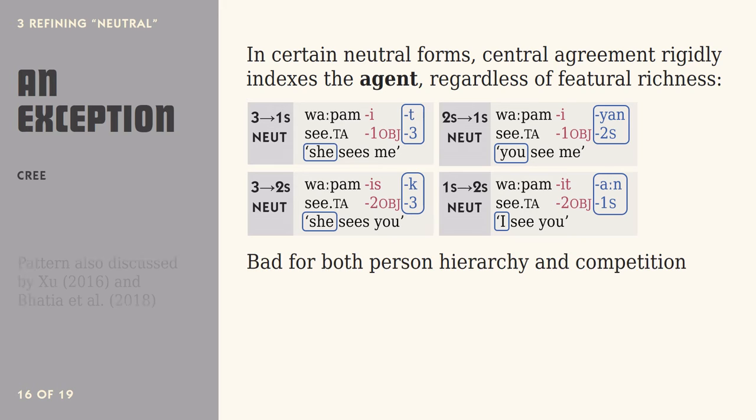This pattern has been discussed elsewhere. The preference to index the agent is quite a surprising thing to find in Algonquian. It's unexpected from the perspective of the person hierarchy, and it also doesn't follow from competition and featural richness.